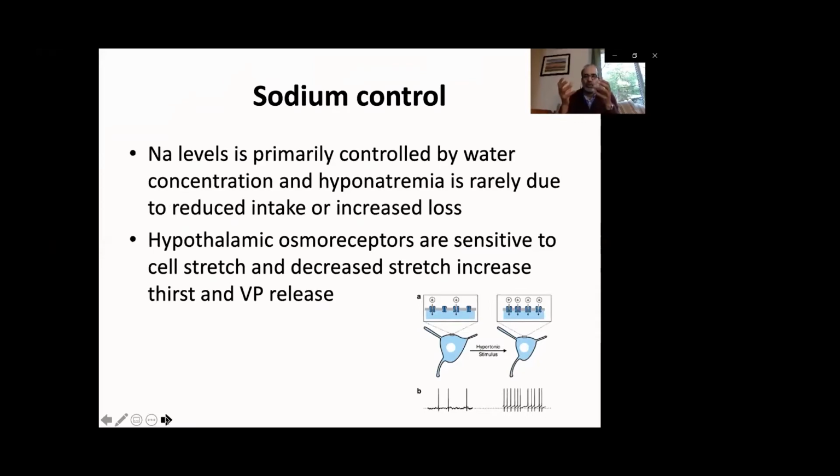And the way your body keeps your sodium and water in balance is through these hypothalamic osmoreceptors. These receptors are sensitive to cell stretch, and if the cell is less stretched or shriveled, that is going to be sensed by these receptors and will lead to an increase in your thirst and vasopressin release. And as a result, your body will start conserving water and you will start drinking more.